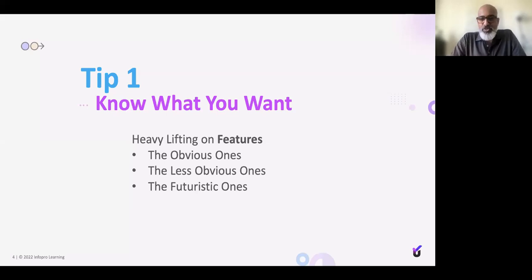So tip 1, know what you want. Know what you want means we need to figure out what are the features that you're looking for. Every organization has their own set of features that are mandatory for them. They're absolutely necessary for them. They have to go through this entire process to make sure that they get what they have already, for example.